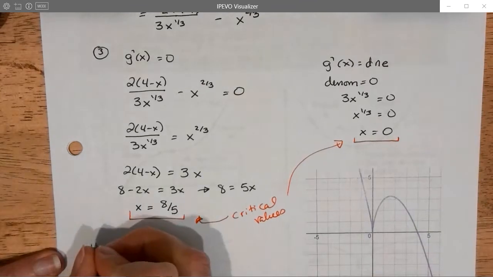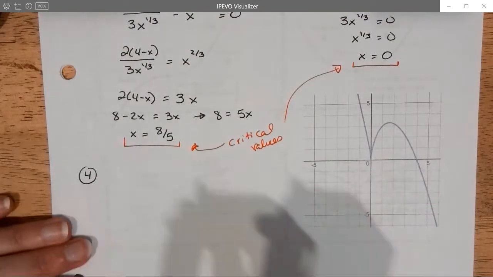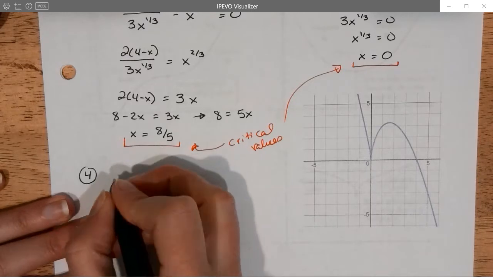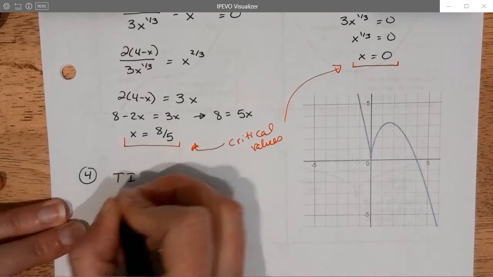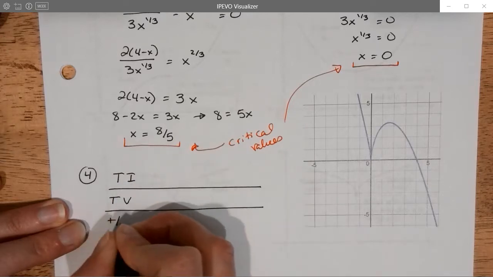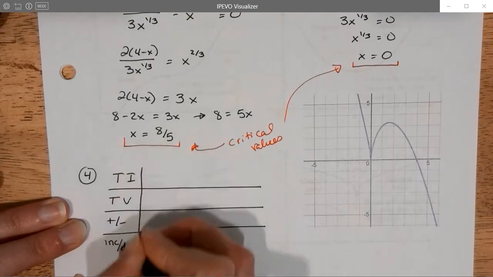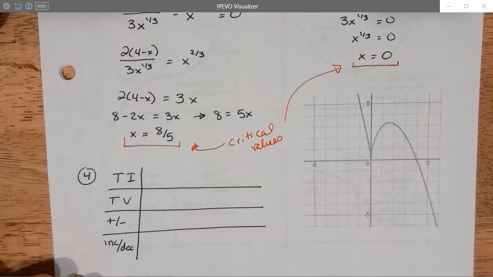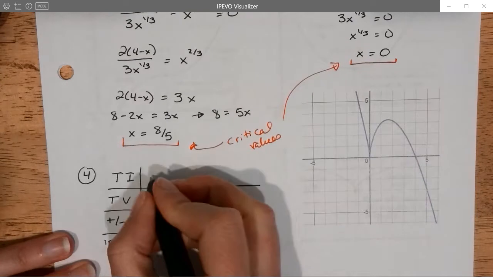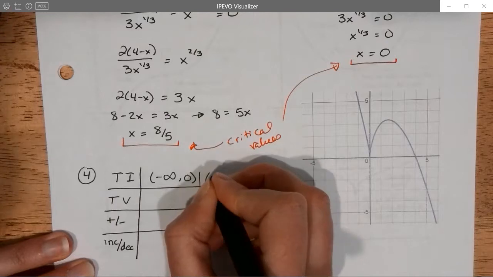Now we're going to go into a table using the first derivative test. The first derivative test is this table. So when I use the first derivative test, I make test intervals. I choose test values. I look at the sign, and I look at the interval being increasing or decreasing. Okay, so the domain was originally negative infinity to infinity on this function. I partitioned that in 2 places. So we go from negative infinity to the smaller value of 0. Then we're going to go from 0 to 8/5.